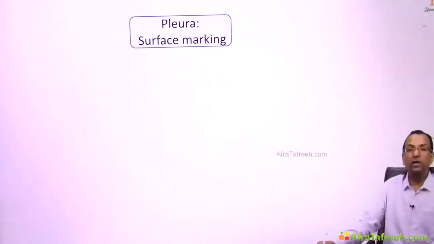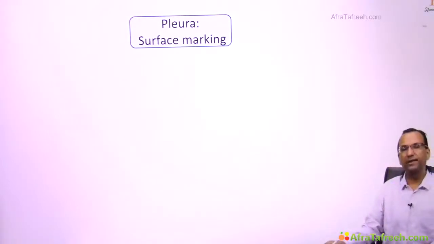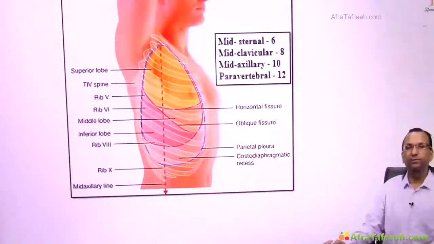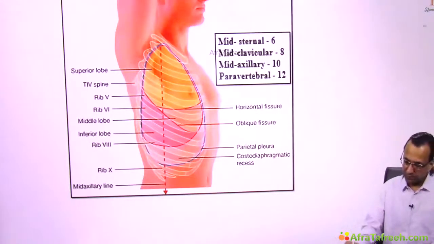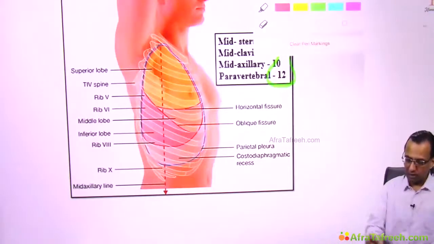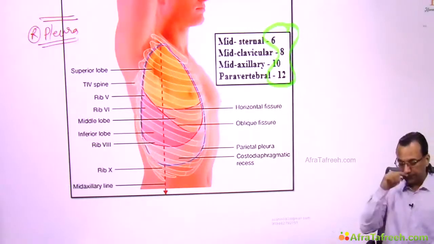Now let us mark the pleura, the surface marking of the pleura, and along with that you can mark the lung also. How? Look at this person, and you have to remember 6, 8, 10, 12. What is 6, 8, 10, 12? It is the right pleura marking. So you are marking the right pleura first? Yes.